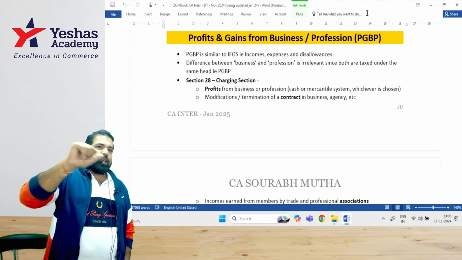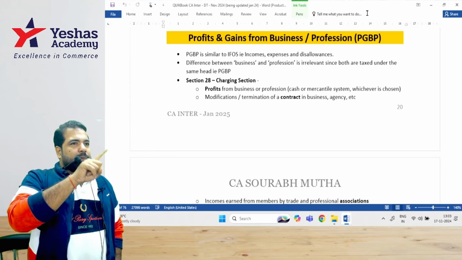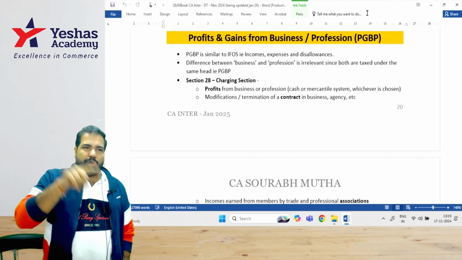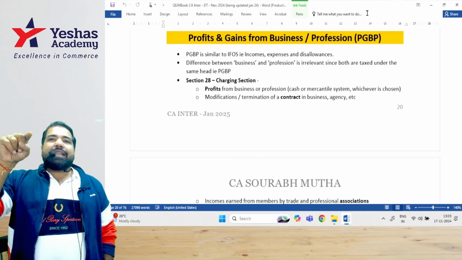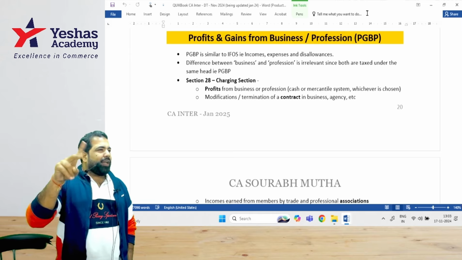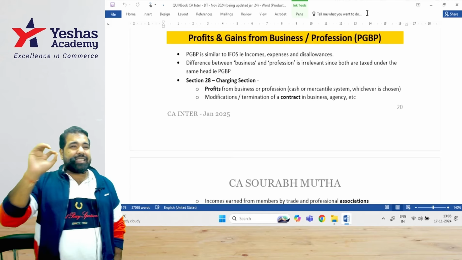MOS means motor vehicles, no additional depreciation. But depreciation, yes. Ships and aircrafts, no. Office appliance, no. And second hand, but 20% second hand. This is very strict, guys.